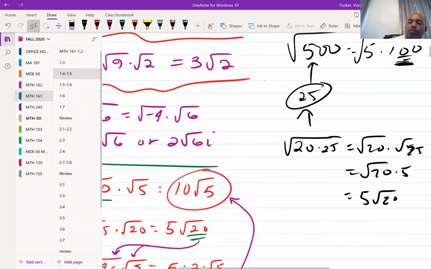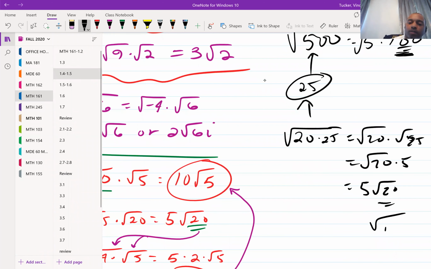But I can still break up that square root of 20 into 4 times 5. So there will still be more to do if you don't choose the largest number. And so that's why you always look for the largest factor that you can take the square root of. And you'll still get the same answer.